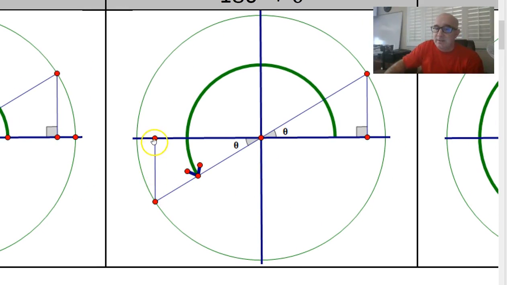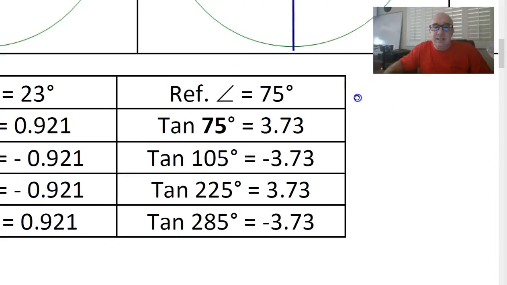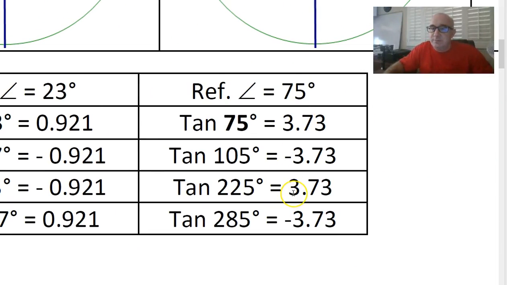Here, it's a negative divided by a negative. Negative divided by negative is a positive. And then finally, a negative divided by a positive is a negative. So we see tangent follows a pattern too. Now, you need to know these things, unfortunately. You need to know who's positive when.